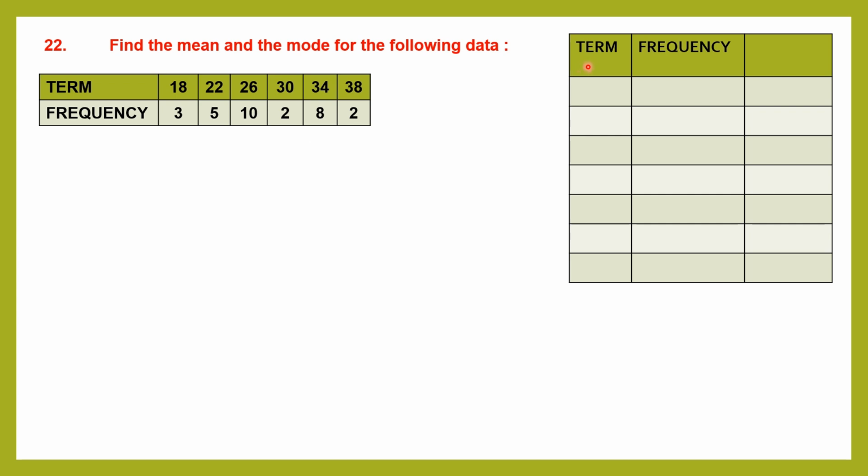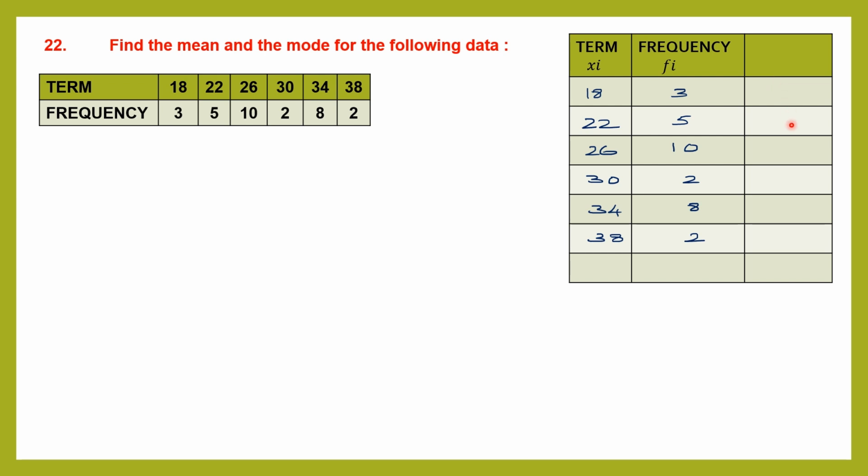In the first column, we are going to write the terms. There's another way of naming it. It's called xi. So terms are also named as xi. So let's write all the terms there, starting with 18, then 22, 26, 30, 34 and 38. Now frequency is referred to as fi, and let's write down the frequency: 3, 5, 10, 2, 8 and 2. So both these columns we have filled from the table that is given to us.